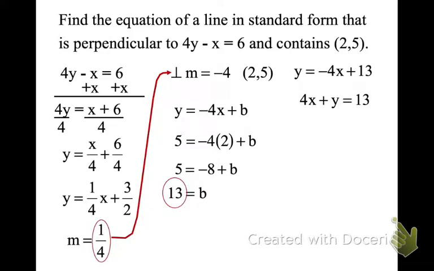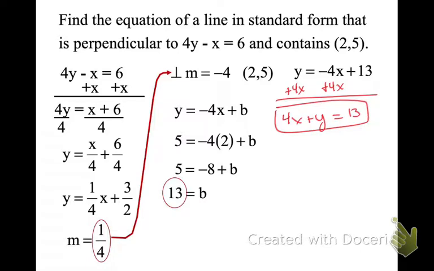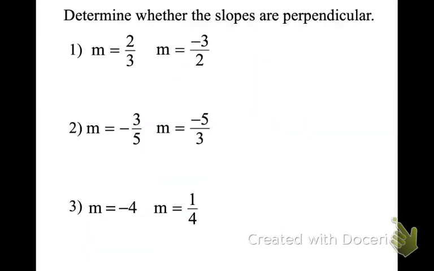And then we just have to get the y alone, right? I'm going to add 4x to both sides. So 4x plus y equals 13. So this is the equation of a line with the opposite reciprocal slope of the original equation, meaning these two lines are perpendicular. They cross at a 90-degree angle. All right, so let's look at determine whether the slopes are perpendicular or parallel.